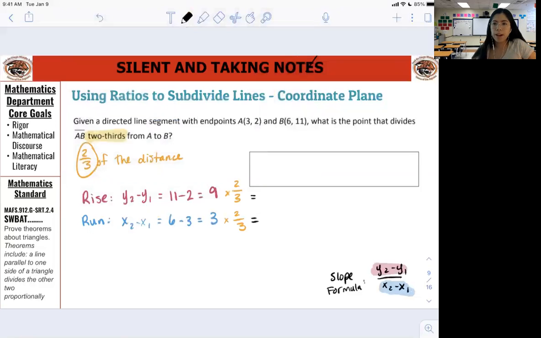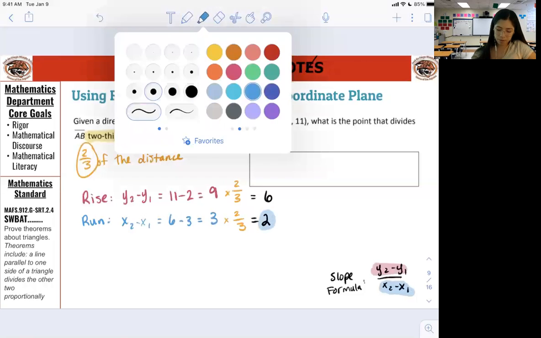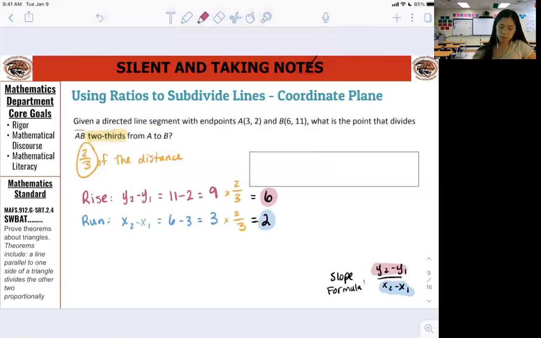I get, for the rise, we get 6. So 9 times 2 is 18. 18 divided by 3 is 6. And then for the run, 3 times 2 is 6. 6 divided by 3 is 2. So I have my new rise, my new run. What does the 6 get added to? Good, Janelle's, to the y value. 2 gets added to the x value.